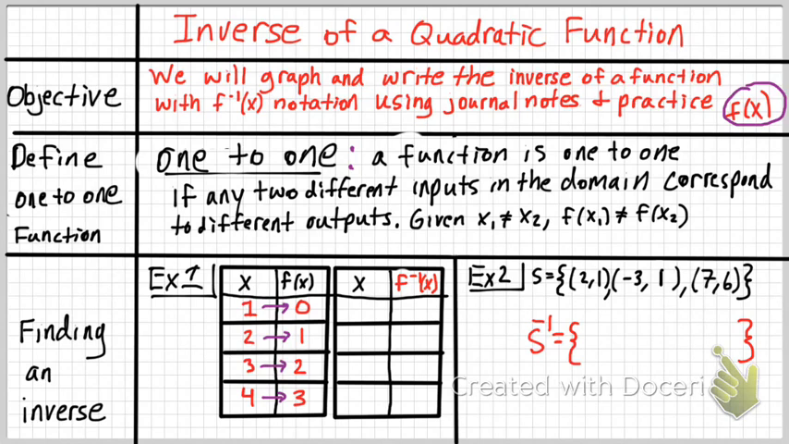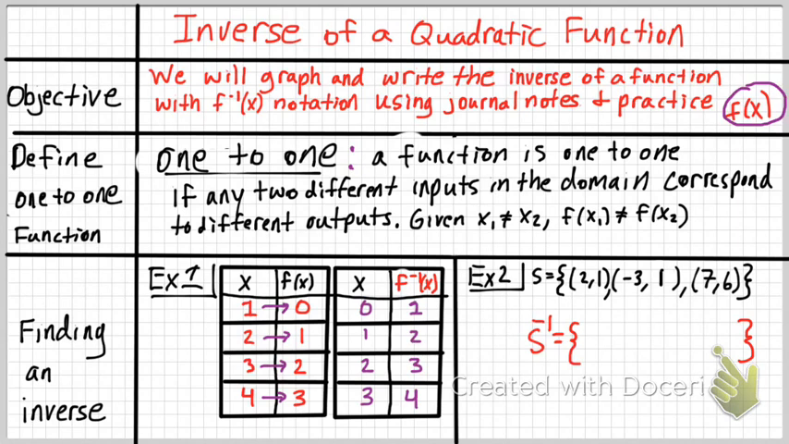So if I was looking for the inverse of this, remember the inverse is just where we flip all the values. So 0, 1, 2, and 3 become my x values, and my inverse values are going to be 1, 2, 3, and 4. So pretty simple, taking an inverse of a table.